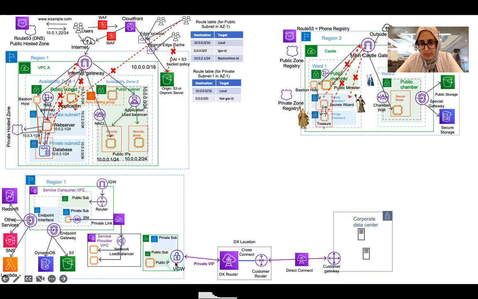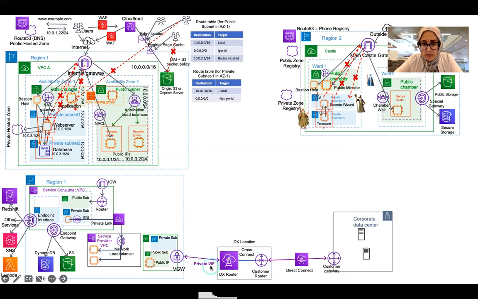On the AWS side, on the VPC side, you have the virtual private gateway. On the corporate data center side, you have the customer gateway. In the Direct Connect location, you have the Direct Connect router and the customer router. Both of them are connected through the cross connect, and this part is called the Direct Connect location. And then from the DX router to the virtual private gateway, it goes through something called a private VIF. So if it goes to a VPC, it's going to be a private VIF.